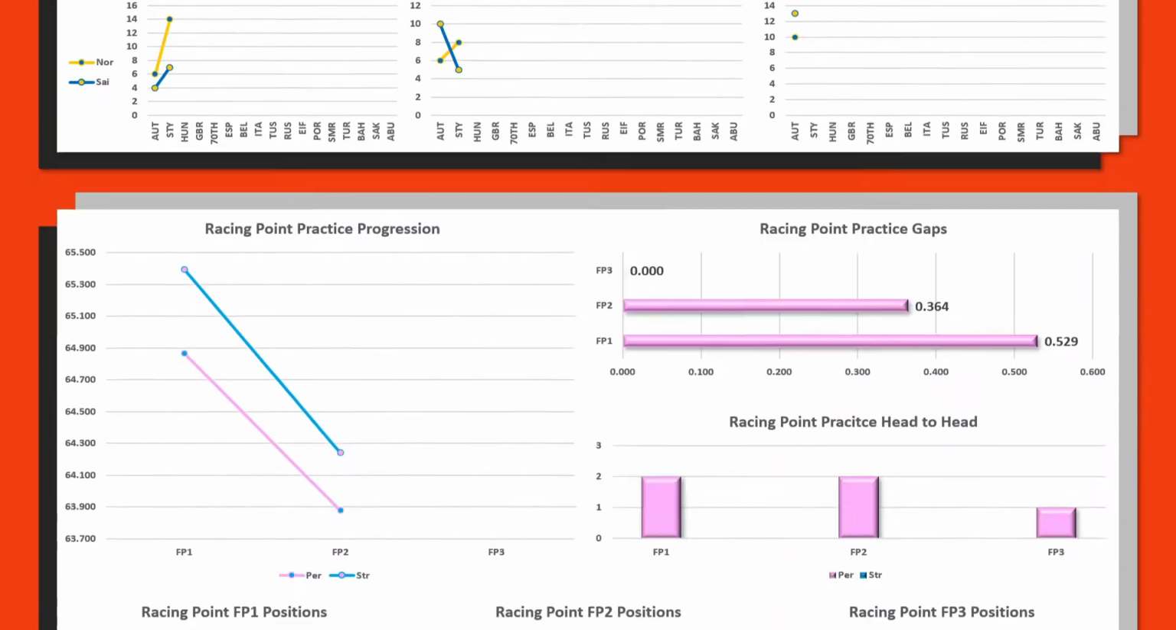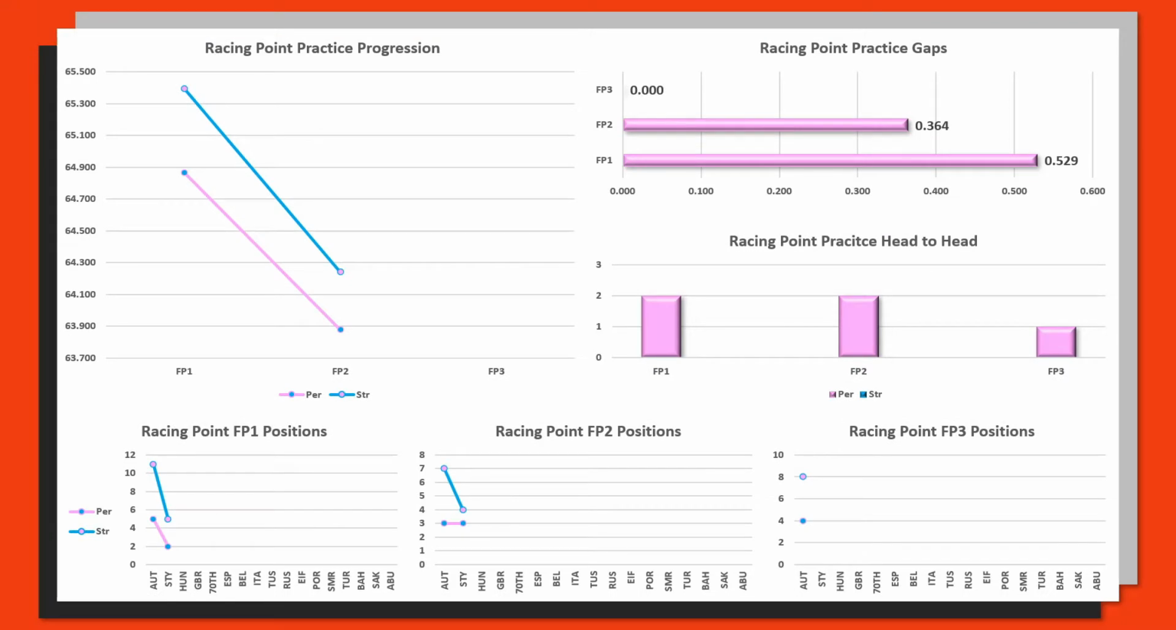And then we have Racing Point, the team number 4. It is much the same as the McLaren practice session looking, however this is more dominant towards Sergio Perez. 2-0 in FP1, 2-0 in FP2 and 1-0 in the only FP3 session so far, with the smallest gap being just 3.5 tenths and the largest being half a second in front of Lance Stroll in FP1.